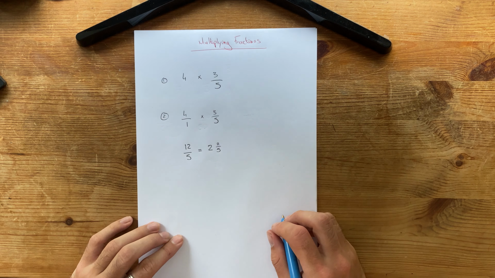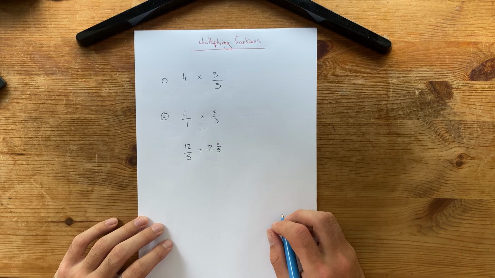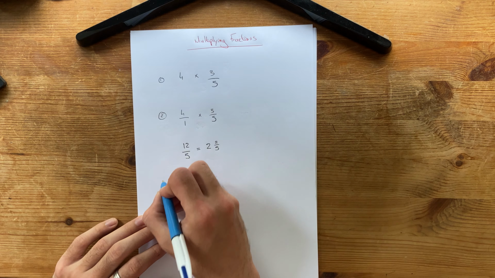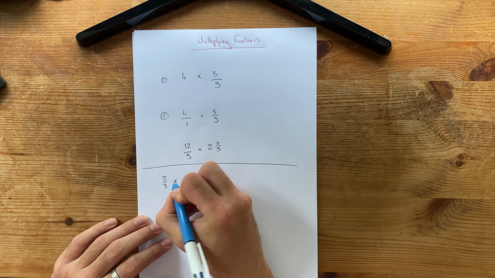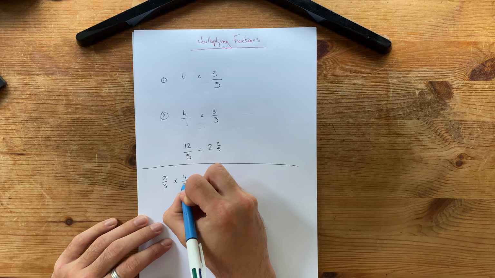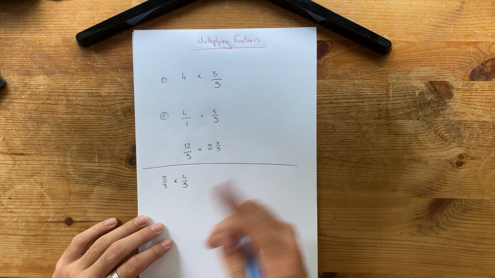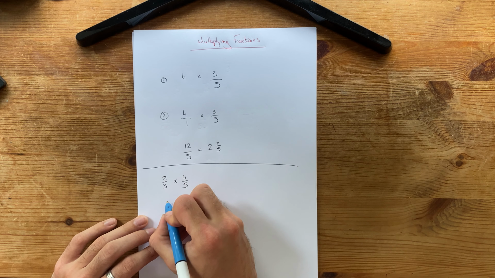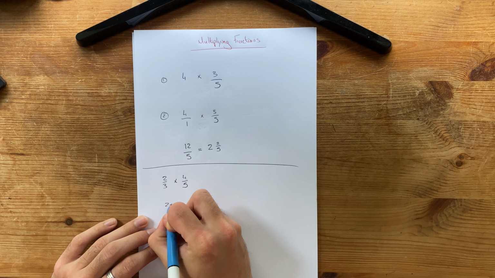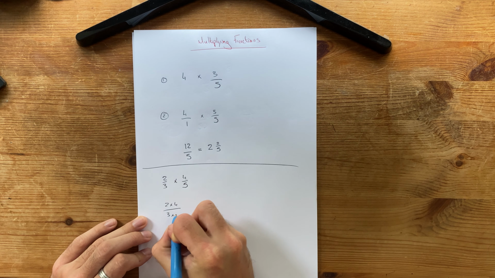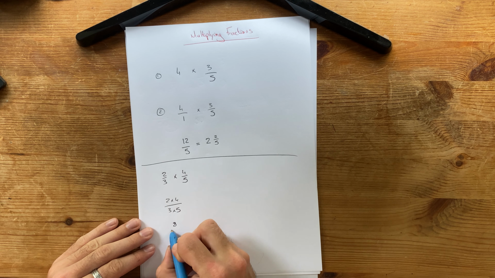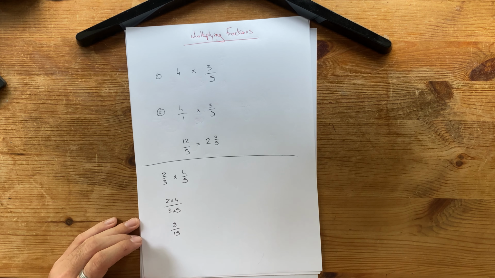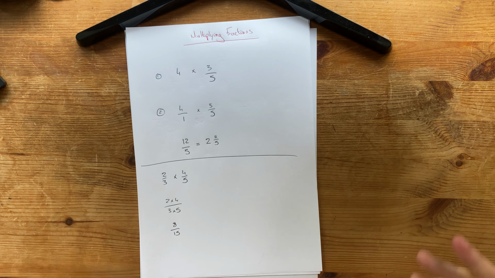Our second situation is just multiplying fractions by fractions. So we've got 2/3 multiplied by 4/5. Easy enough. Top by top, bottom by bottom. 2 times 4 over 3 times 5. I'll write it like this, clearer for you. 2 times 4 is 8. 3 times 5 is 15. And job's done. Okay? So that's just multiplying fractions.